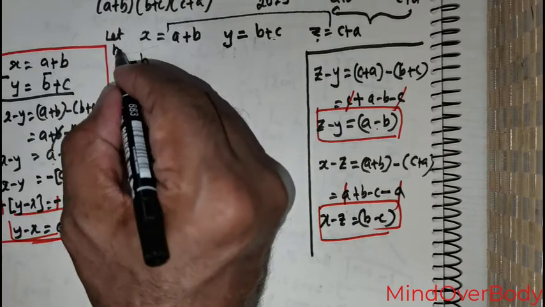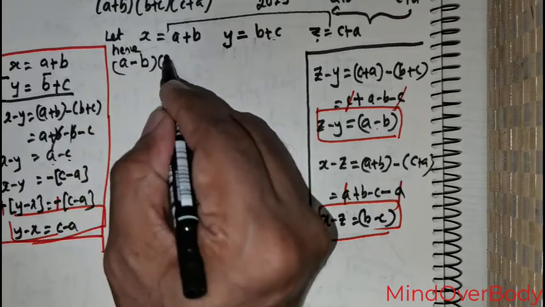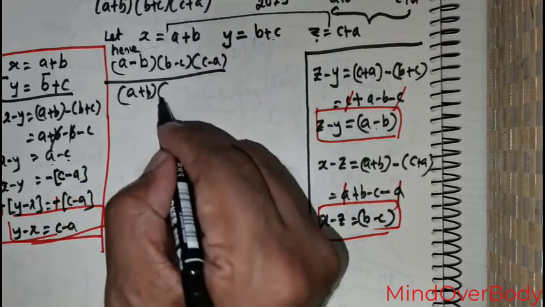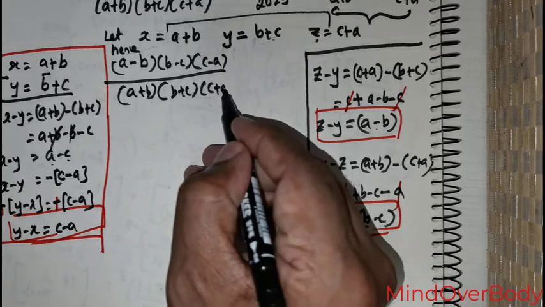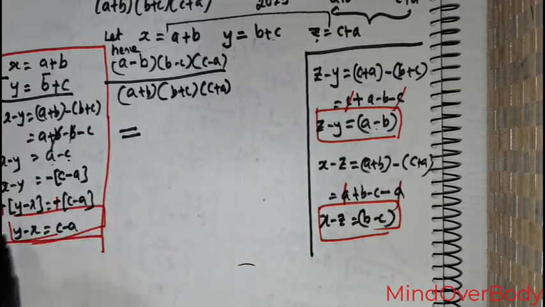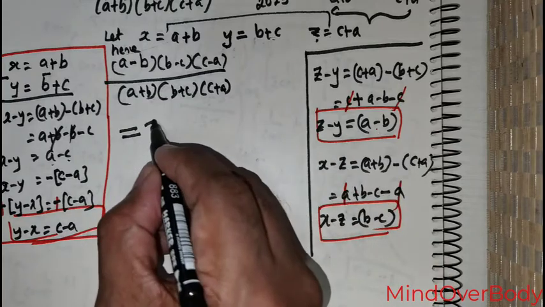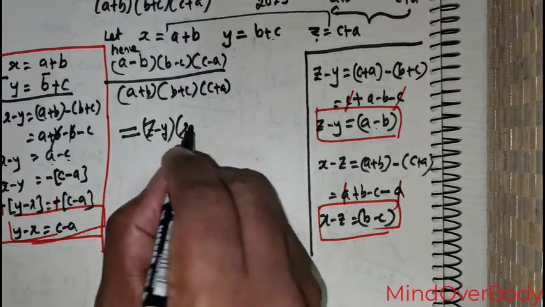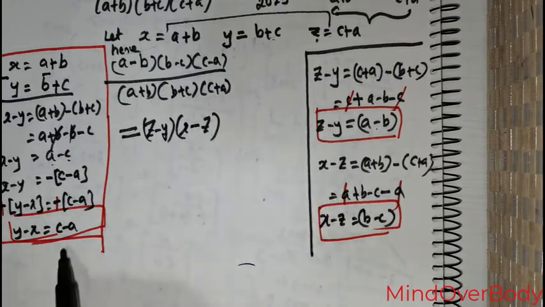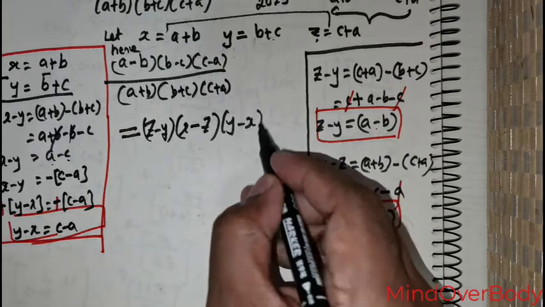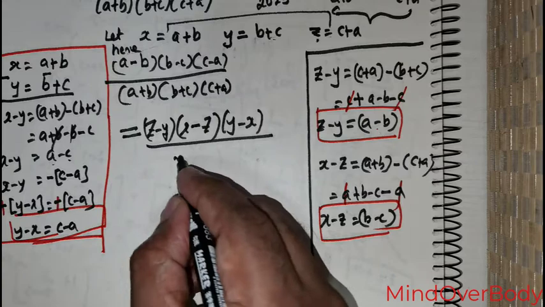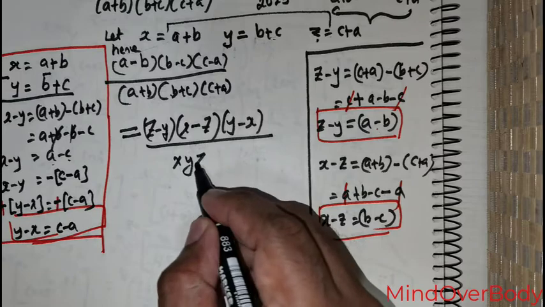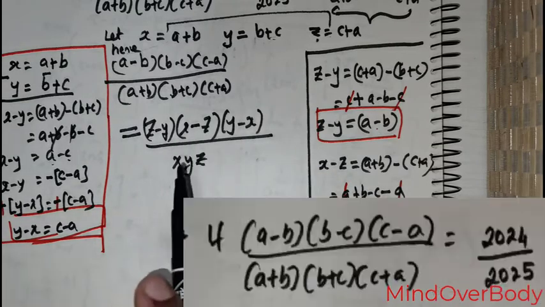So we can state that hence (a−b)(b−c)(c−a) divided by (a+b)(b+c)(c+a) can be rewritten as: a−b is z−y, b−c is x−z, and c−a is y−x, divided by a+b, which is x, b+c, which is y, and c+a, which is z. Now, what have we done?